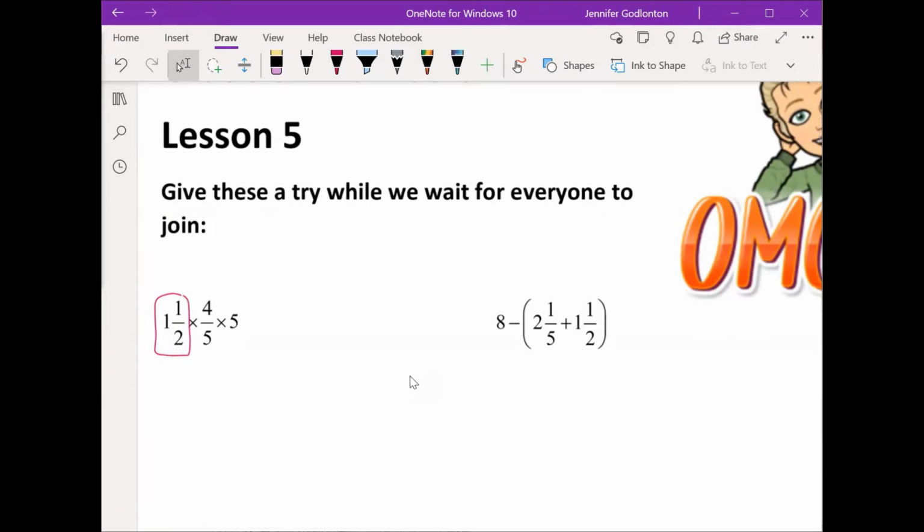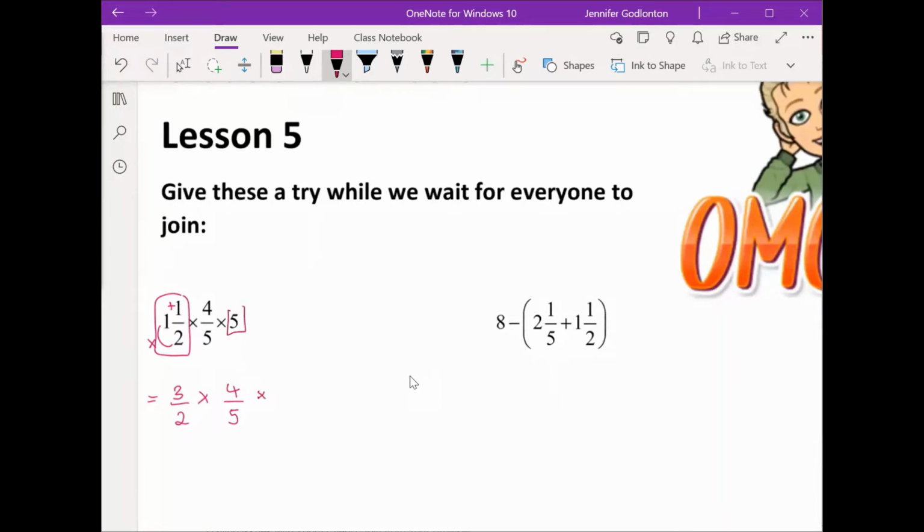I would times the whole number by the denominator. Okay, good. So 1 times 2 is 2. And then what else do I have to do? Then I would add it to the numerator. Good. So what does that mixed number become? 3/2. Excellent. Okay, so we land up with this as our first step.